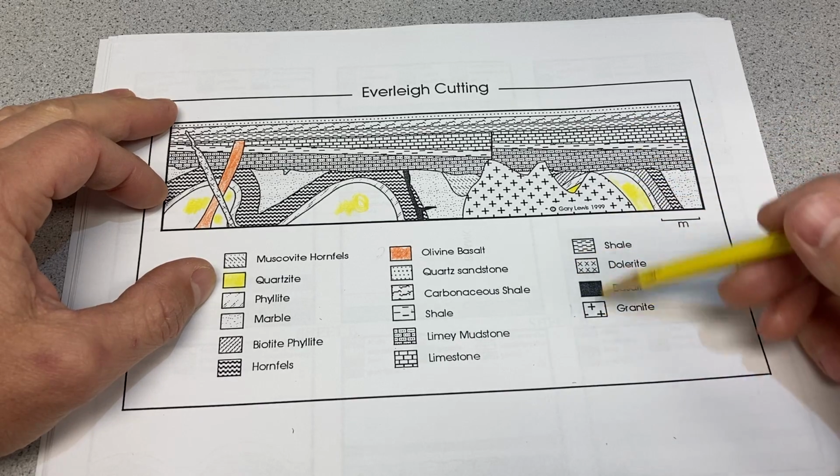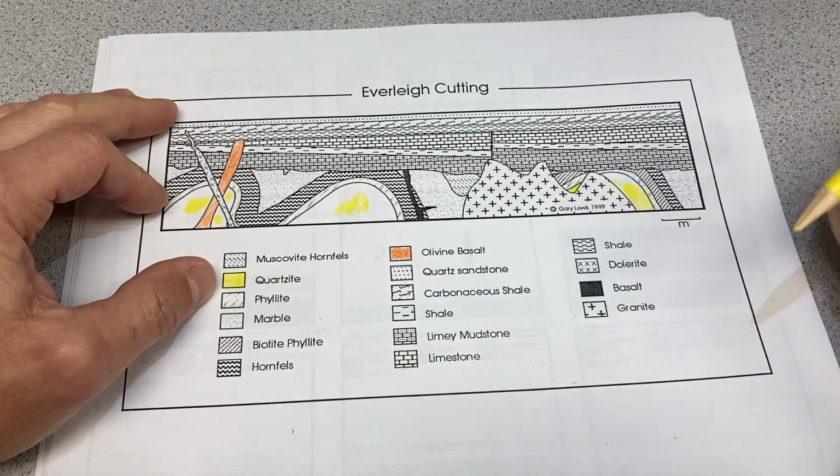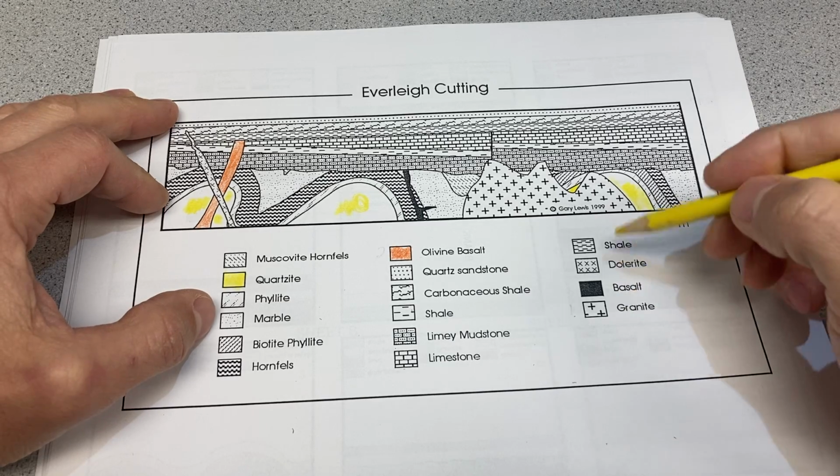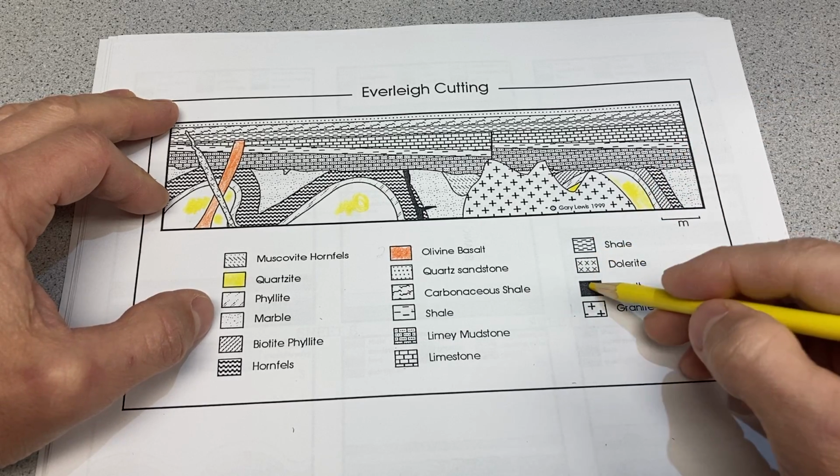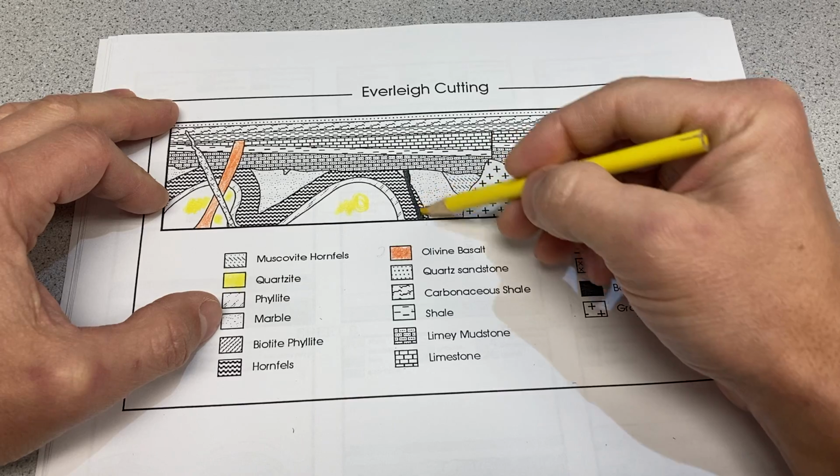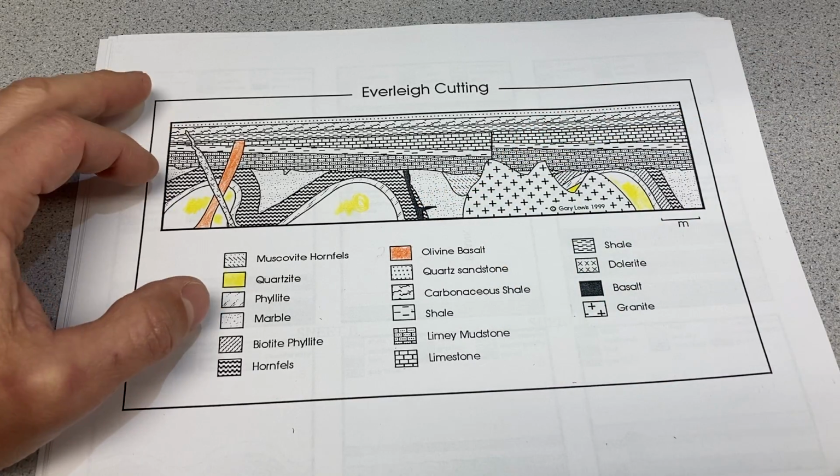The other ones I think you can tell based on the symbols there. Just color these in. You don't have to color the basalt. It's already pretty dark, it is what it is. It's right there. Okay.